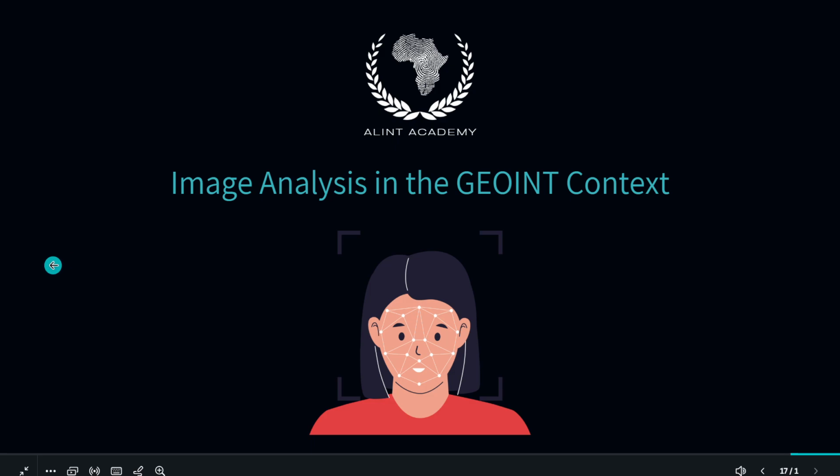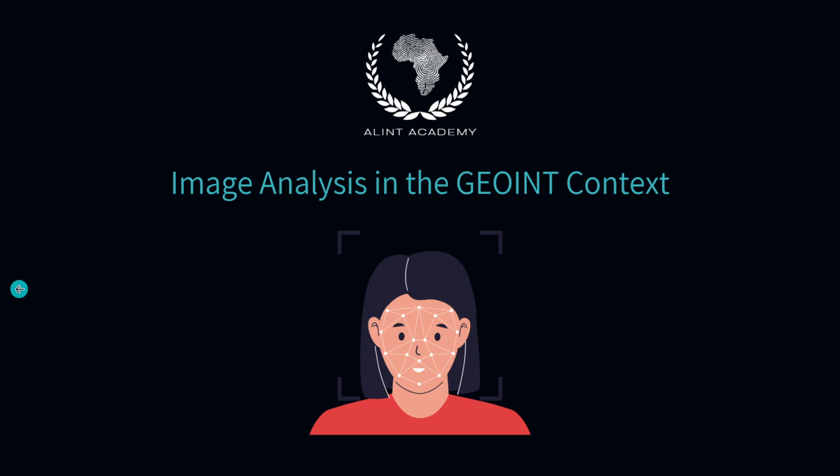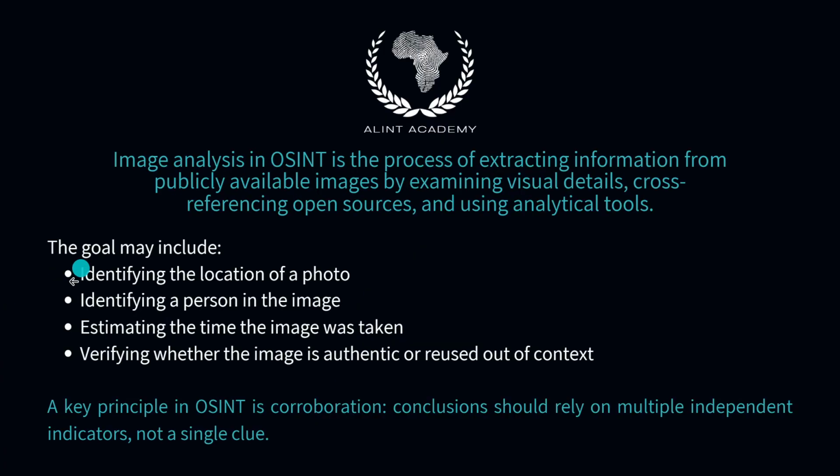Image analysis in the context of OSINT is the process of extracting meaningful information from publicly available images. This is done by examining visual details, cross-referencing multiple open sources, and applying analytical tools. The goals may include identifying the location of a photo, recognizing individuals, estimating when the image was taken, or verifying whether it is authentic or reused out of context.